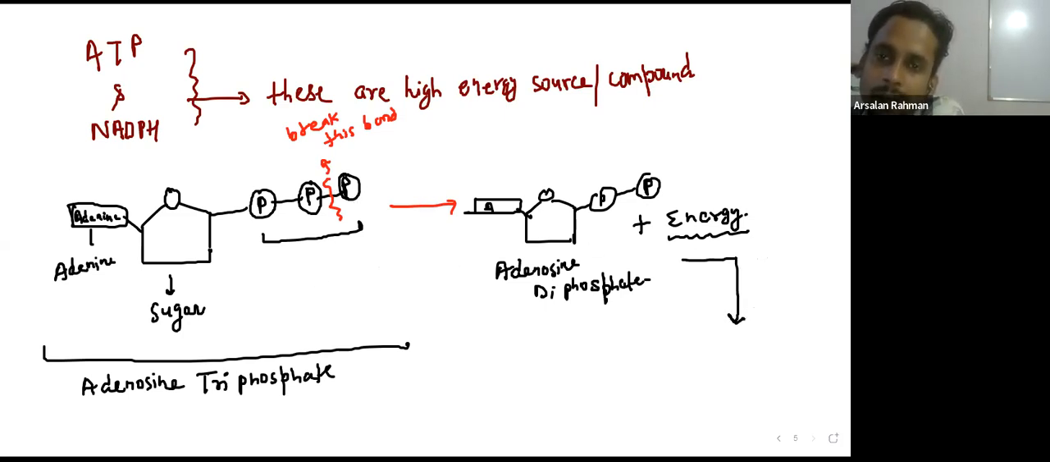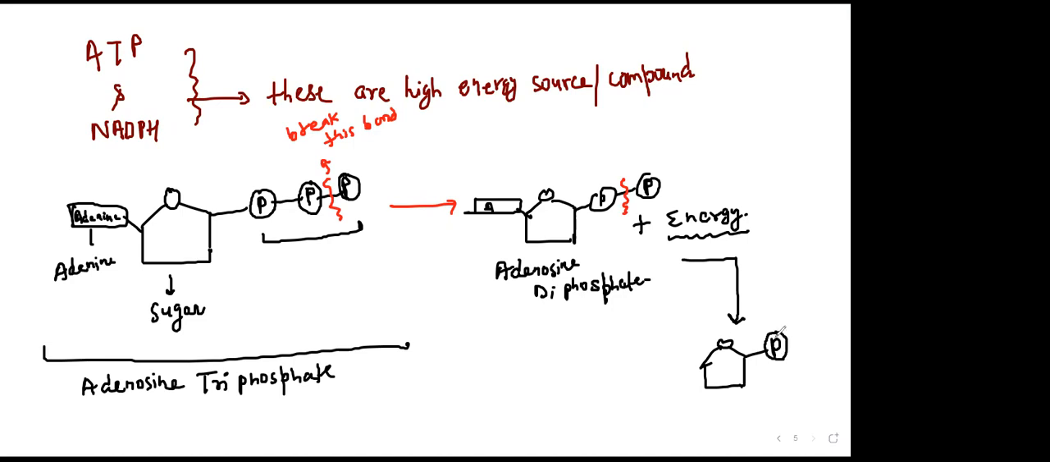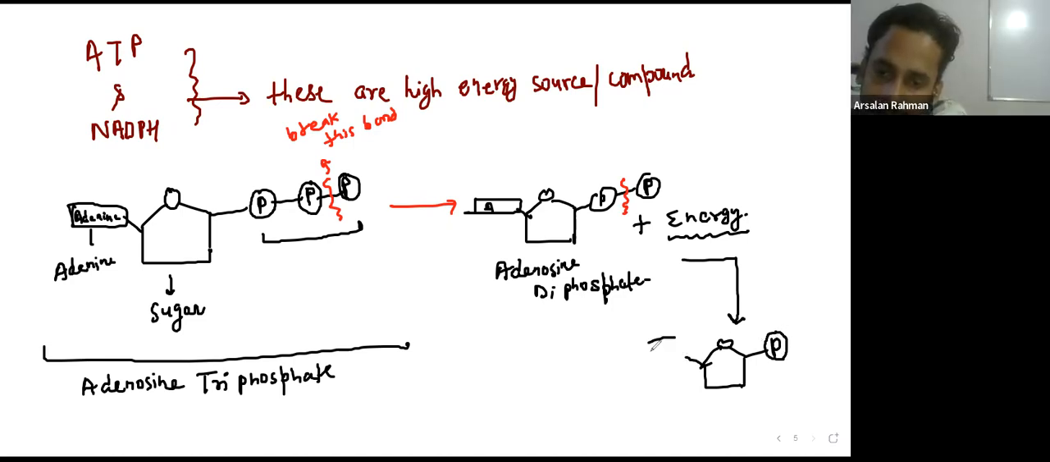Suppose one more time we want more energy. So what will happen? It will break one more time and convert into a molecule. How many phosphate will now be present? Single phosphate. One. And here, something called adenine. You don't have to remember this. I'm just teaching you this to know the basic concepts.